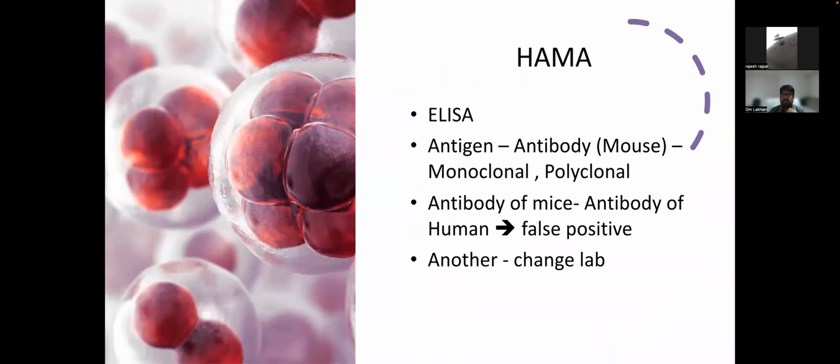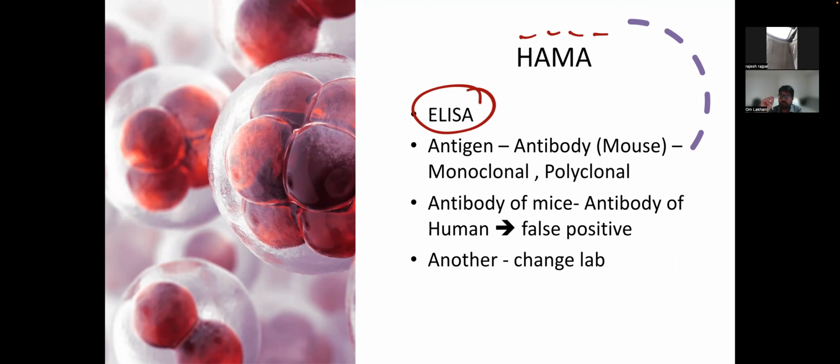So let's look at what heterophile antibodies are and what HAMA is. HAMA is human anti-mouse antibody, right? Why is this important? This is very important because we generally use ELISA for checking the TSH. This is a very interesting point which you need to understand. So we use ELISA for checking the TSH.